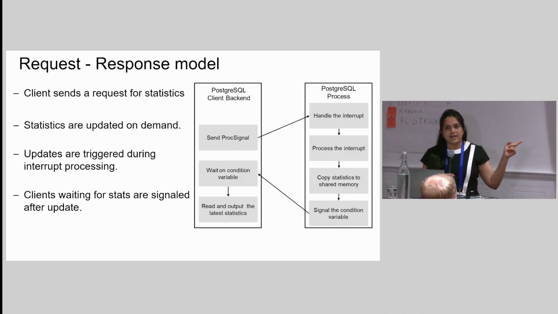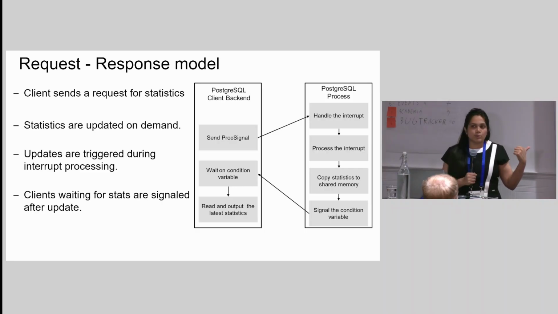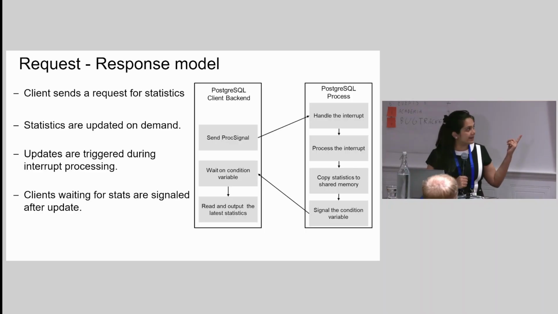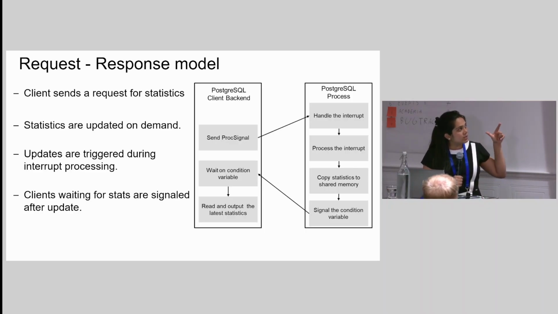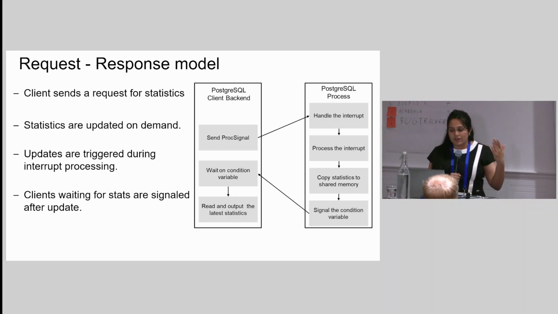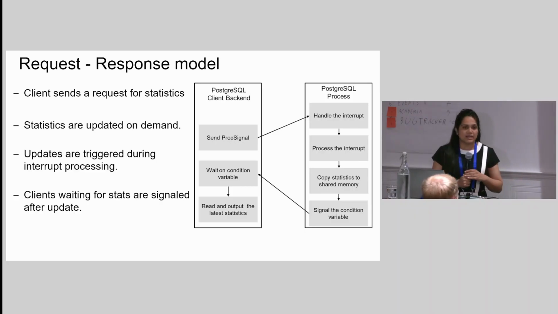Once the client had sent the signal to the process, it started waiting on a condition variable. At a time, a Postgres process can wait on any given condition variable. And since we have defined process-specific condition variables as described in the shared memory diagram, a PostgreSQL client backend can wait for a specific process's condition variable. Whenever that process is finished publishing stats, it will send a signal on that condition variable, and the particular client that was waiting for those statistics will be woken up. It will wake up, read the stats, and output the latest statistics.